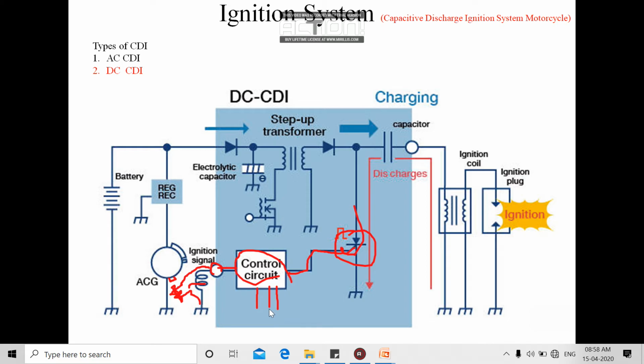After that, engine speed is taken into the control circuit. After that, the throttle position sensor input is taken into the control circuit. Calculation or processing takes place on that.